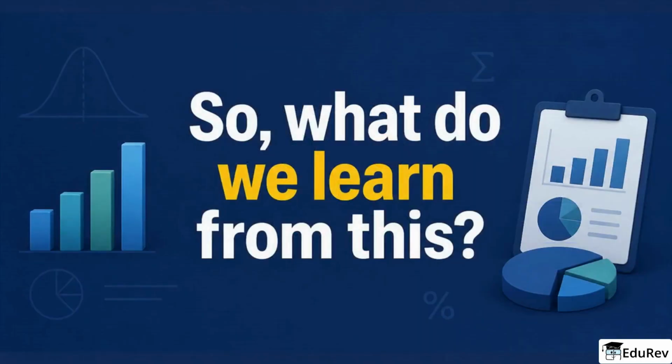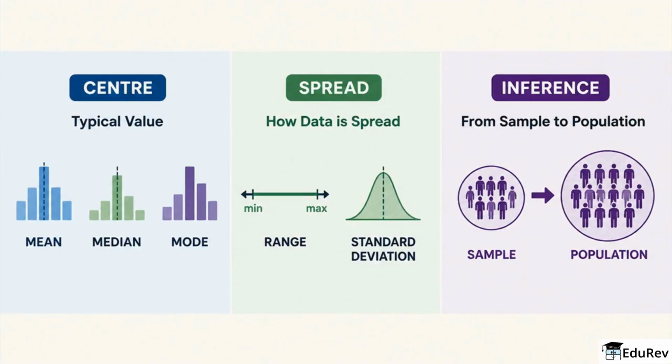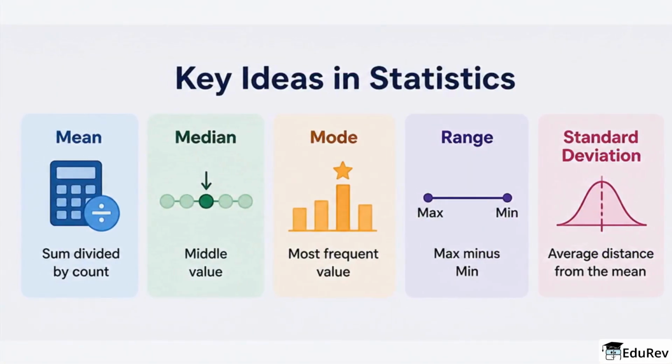So what do we learn from this? We learn how mean, median, and mode tell us about center, how range and standard deviation tell us about spread, and how samples help us make inferences about a population. Let us quickly remember the main points. Mean is sum divided by count, median is the middle value, mode is the most frequent value, range is max minus min, and standard deviation measures average distance from the mean.